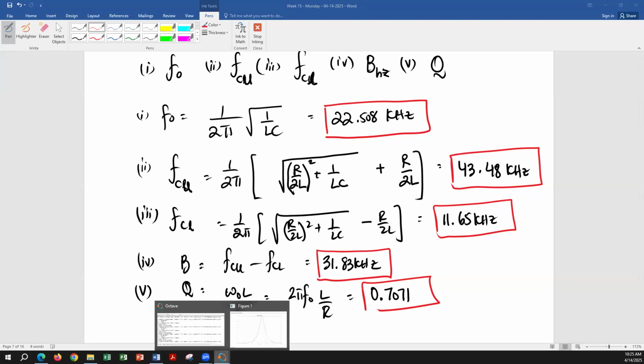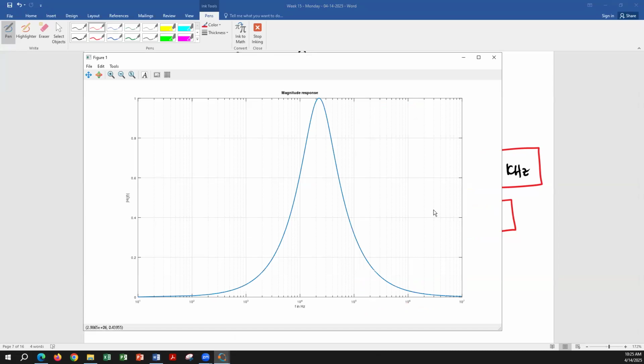Again, on the curve, of course, it's very hard to pinpoint your cursor. That's why MATLAB is good, because your cursor goes along the curve. In this Octave, you have a free moving cursor. So all the values can be confirmed from this curve. Your lower cutoff, your upper cutoff, your center frequency, all of these can be confirmed from this curve.